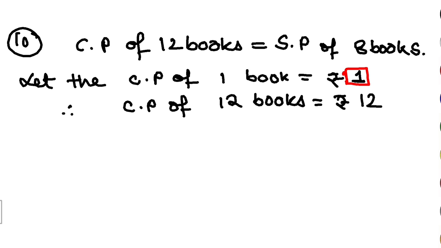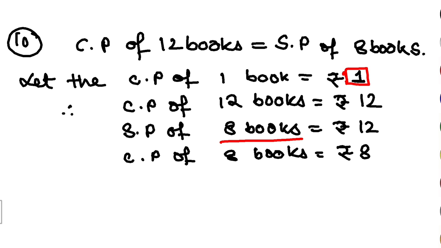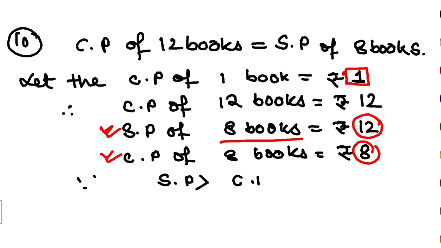Now they are saying SP of 8 books is equal to CP of 12 books. So SP of 8 books is also 12. But since we are talking about 8 books now, what is the CP of 8 books? CP of 8 books is rupees 8, because CP of 1 book is 1. So see, SP of 8 books is 12, CP of 8 books is 8. So there is profit or loss. Since your SP is greater than your CP, there is a profit.